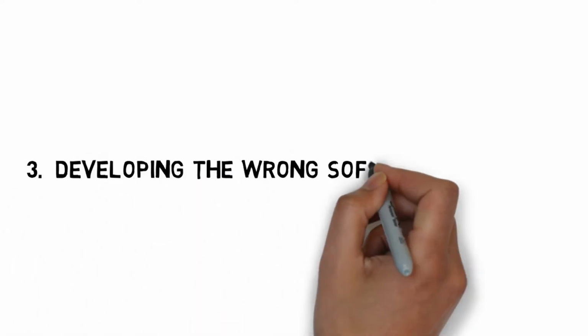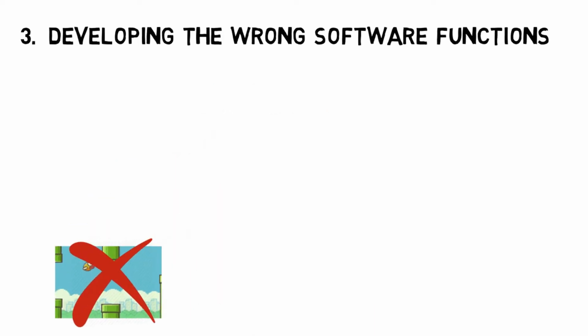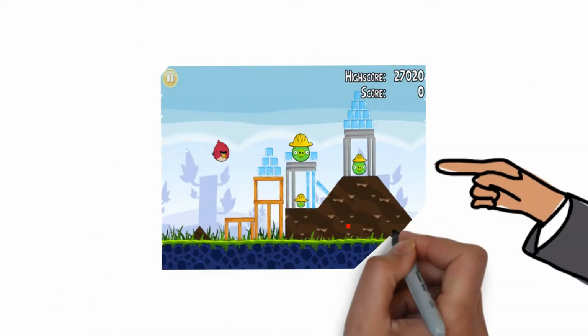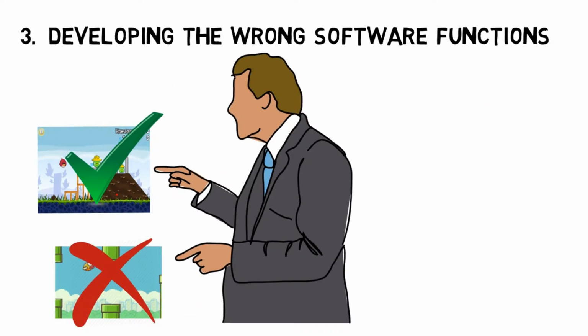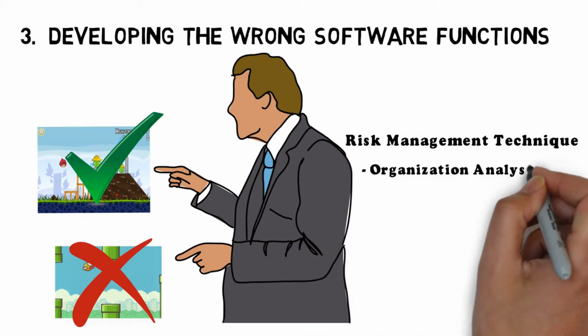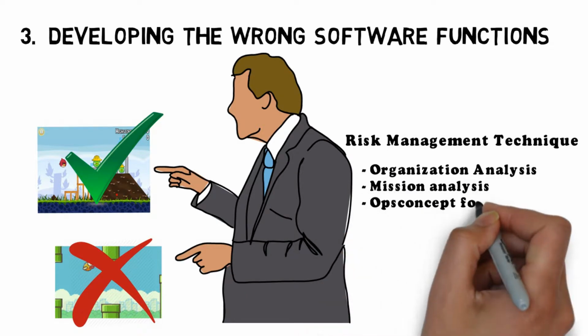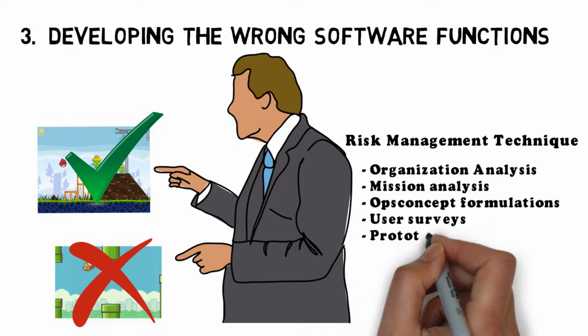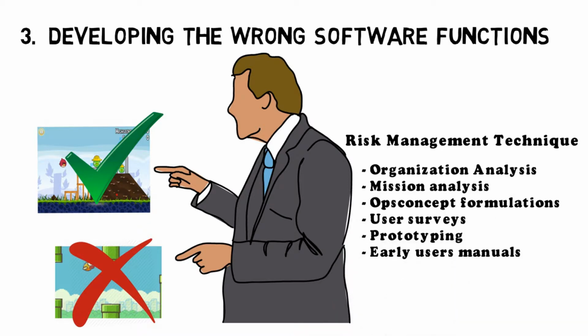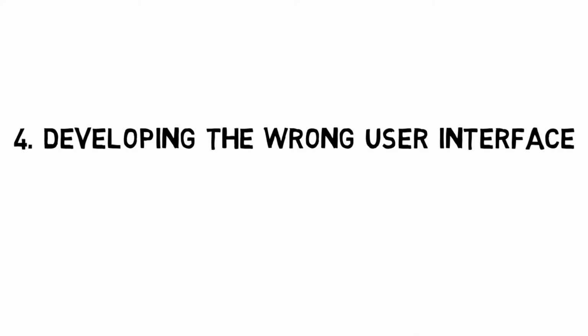Third will be developing the wrong software functions. Basically, the output of the software is not the one expected by your client. So the risk management techniques for these are organization analysis, mission analysis, ops concept formulation, user surveys, prototyping, and early users manuals.